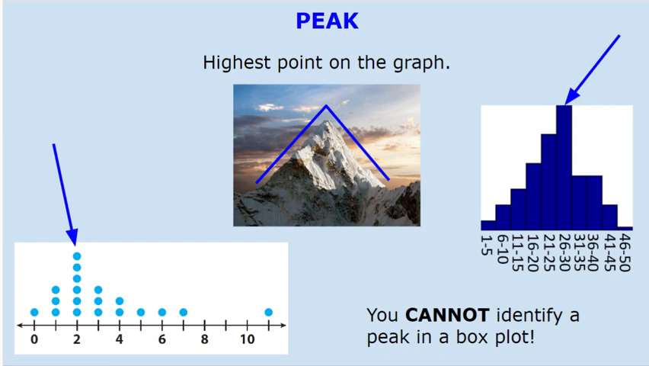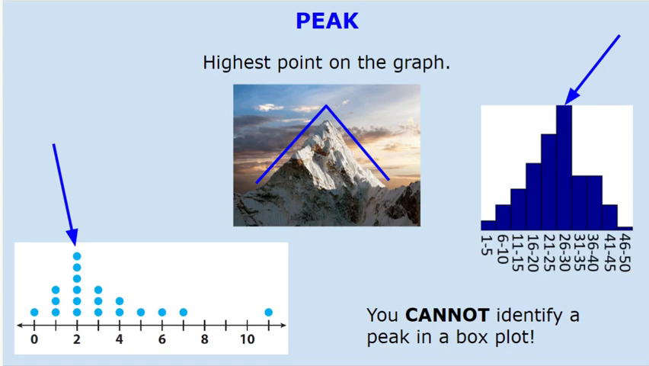You can clearly visualize a peak. Look at that dot plot. It's typically pretty easy to spot a peak in a dot plot. Where do you see the most dots? Here, the peak is at 2. In the histogram, look for the tallest bar. In this case, it's at 26 to 30.